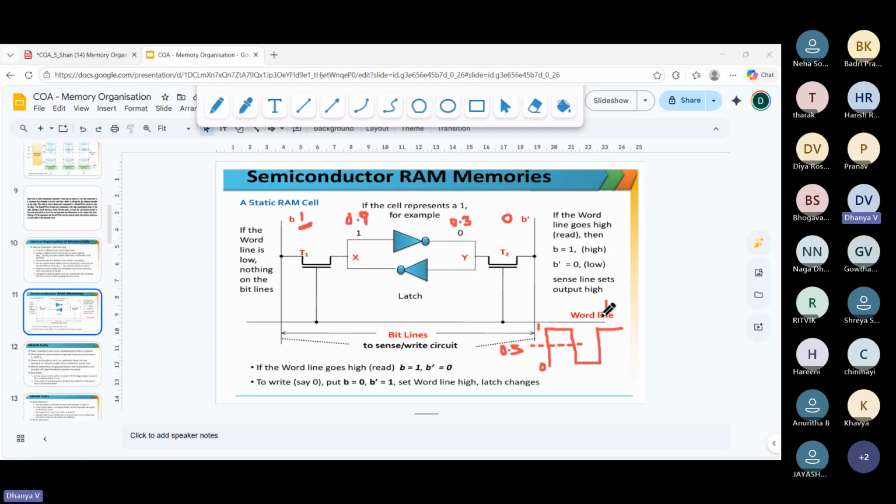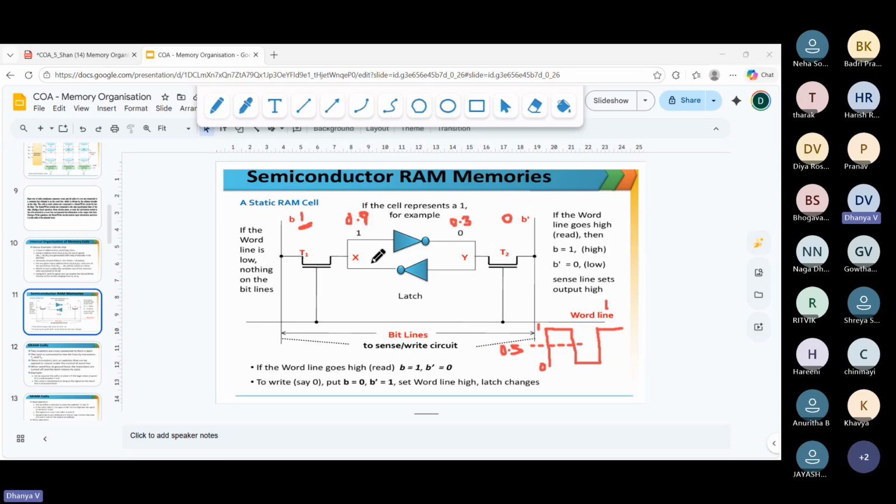Okay, when word line is 0, that's a very simple case. Now both your transistors will be off. That means only the cell unit will be there. Correct? So only this latch will be there and the content stays within. It is not influenced, it just works like a proper memory unit. Okay, a latch. That's all.